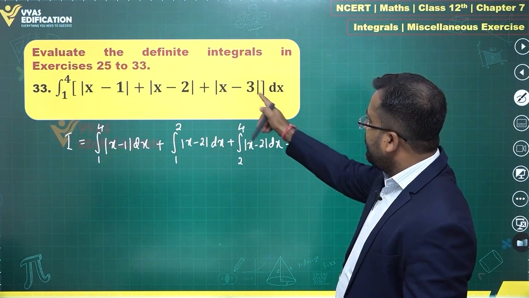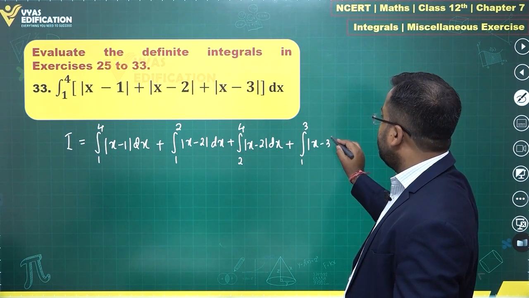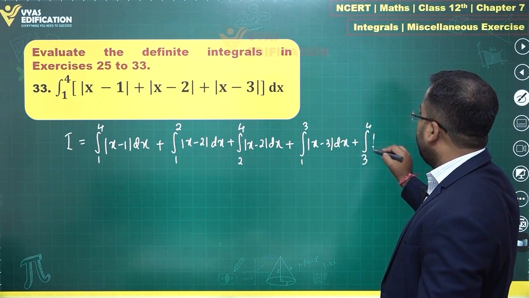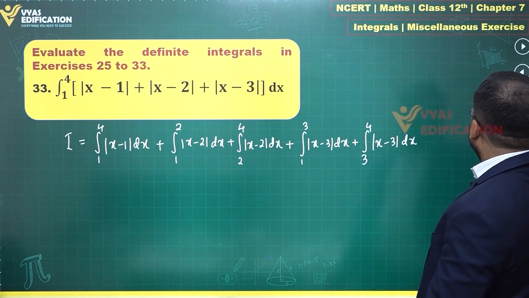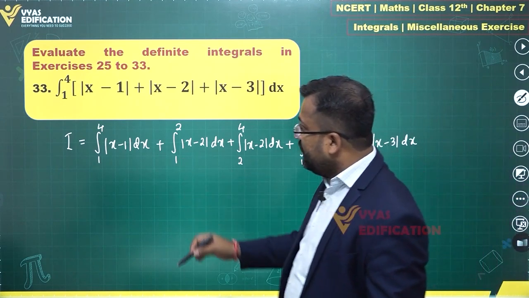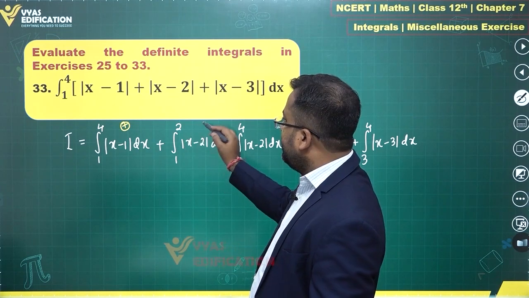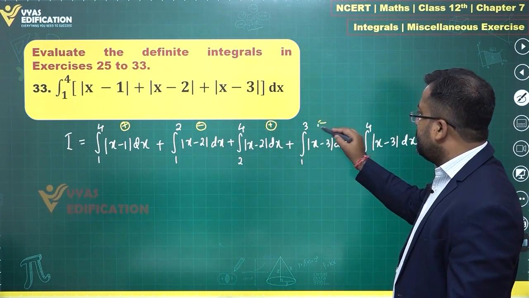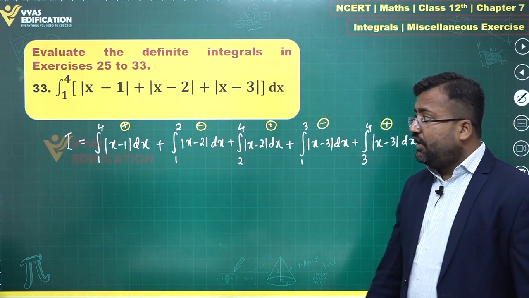What next? Plus, for modulus x minus 3, I'll integrate from 1 to 3 first, modulus of x minus 3 dx plus integral from 3 to 4 modulus of x minus 3 dx. And now, what do I observe? In this interval, it will be positive. Here in the interval 1 to 2 it will be negative. This here will be positive. Between 1 to 3, this will be negative and this will open with a positive sign. Those are the important things to observe first of all.